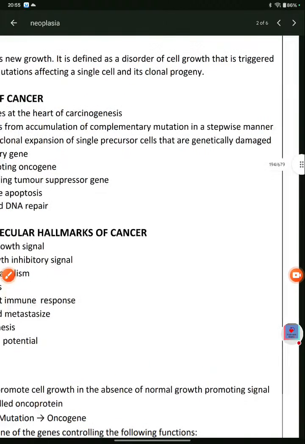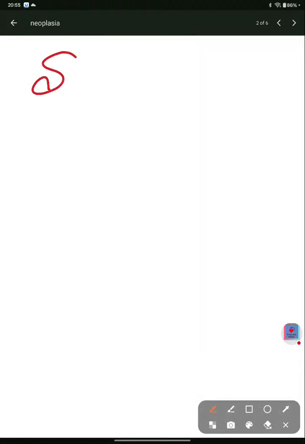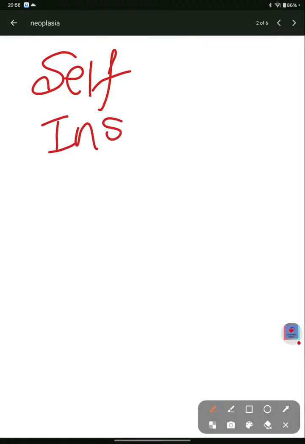Once again, what are the eight hallmarks of cancer? Self-sufficiency; it does not need any growth factors. Second is insensitivity to growth inhibitory signals.